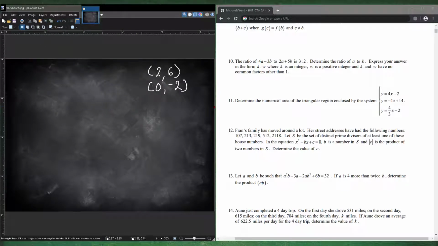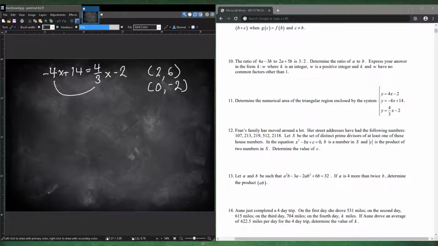Okay, now the second equation and the third, which is negative 4x plus 14 and 4 thirds x minus 2. So we're going to put the negative 4x over here this time because I like to keep the coefficient in front of the x usually positive. So this is 12 over 3, so adding that is 16 over 3 x. So add the 2 to this side, so that'll be 16. That means x is equal to 3, obviously, because 16 over 3 times 3 is just 16, right? Because it crosses out this denominator.